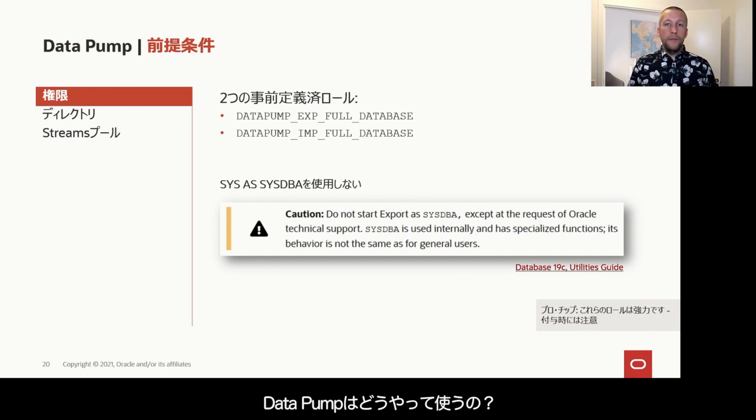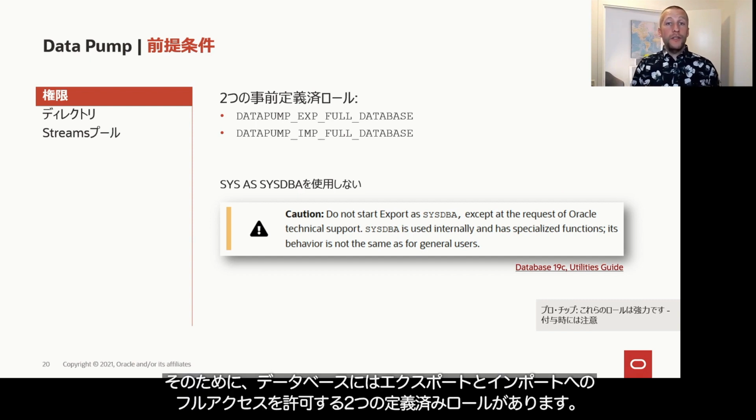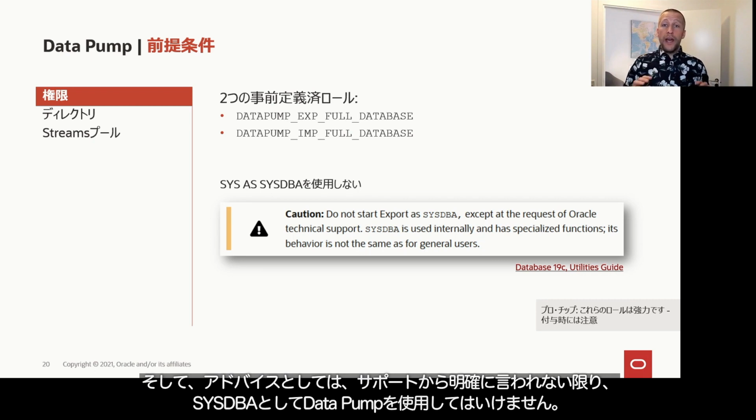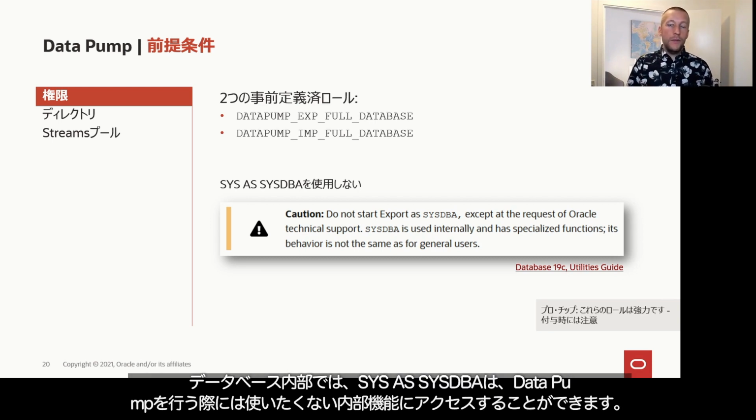How do you use Data Pump? First, you must have privileges to use Data Pump. For that purpose, in the database, there are two predefined roles that grant full access to do exports and imports. You should exercise caution when you grant these roles because they are very powerful. And then a word of advice, you should never use / as sysdba to do anything with Data Pump unless you are explicitly told so by support. Inside the database, / as sysdba has access to some internal functionality that you don't want to use when you do Data Pump.